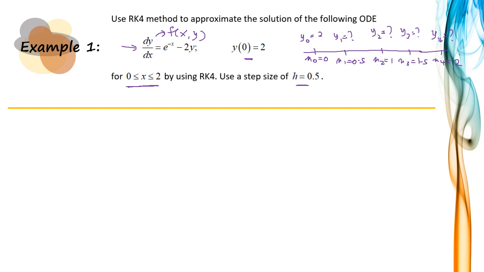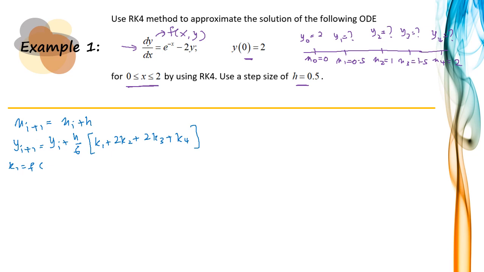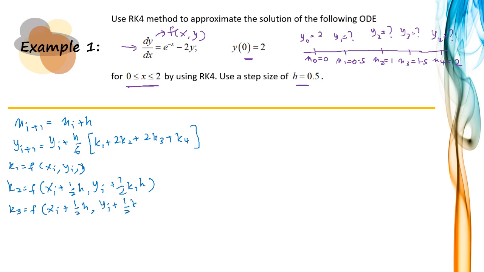So this is the formula for RK4. We have x_{i+1} = x_i + h, and y_{i+1} = y_i + (h/6)(k1 + 2k2 + 2k3 + k4), where k1 = f(x_i, y_i), and then k2 = f(x_i + h/2, y_i + k1h/2). For k3, f(x_i + h/2, y_i + k2h/2). And lastly, k4 is f(x_i + h, y_i + k3h).